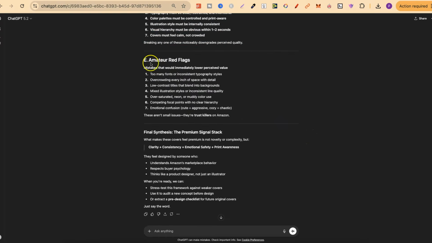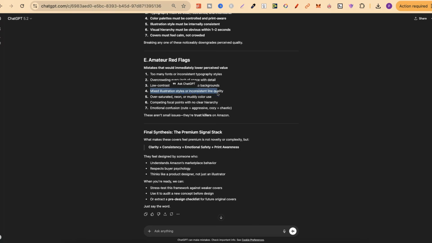And now we have amateur red flags, so mistakes that would immediately lower perceived value. That is too many fonts or inconsistent typography styles. That's like having 3, 4, 5, 6 different types of fonts on a cover, where realistically you only want one style or possibly two. Never overdo it. Overcrowding every inch of space with detail. Low contrast titles that blend into backgrounds. Mixed illustration styles or inconsistent line quality.